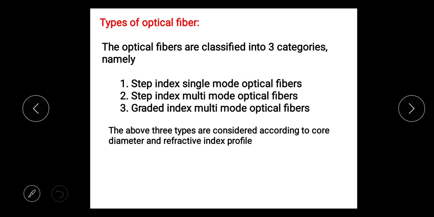Now we will take types of optical fiber. There are three types. First one, step index single mode optical fiber. Second, step index multimode optical fiber. Third, graded index multimode optical fiber. The above three types are considered according to core diameter and refractive index profile.